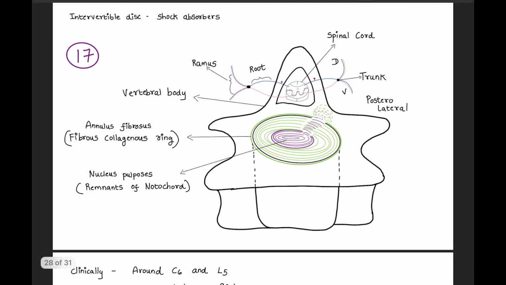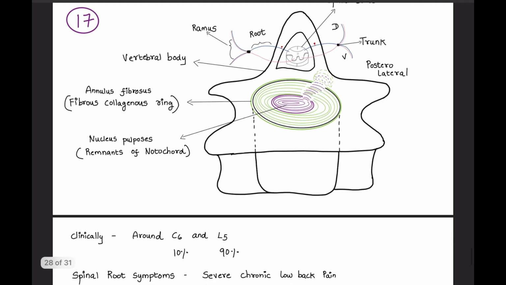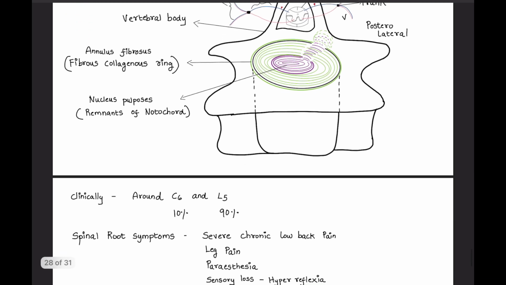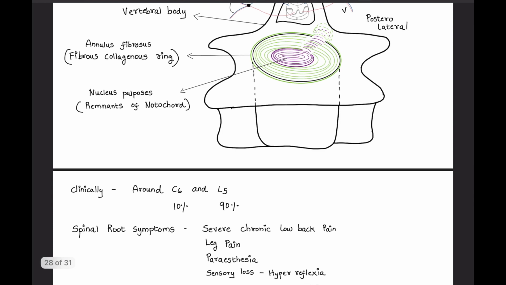This disc herniation commonly happens around your cervical vertebrae and lumbar vertebrae, dominantly around lumbar vertebrae. That is, 90% happens around lumbar vertebrae and 10% happens around C6, that is cervical vertebrae. When I say around, it means C5, C6 or C6, C7. When I say around on lumbar vertebrae, it means L4, L5 or L5, S1.